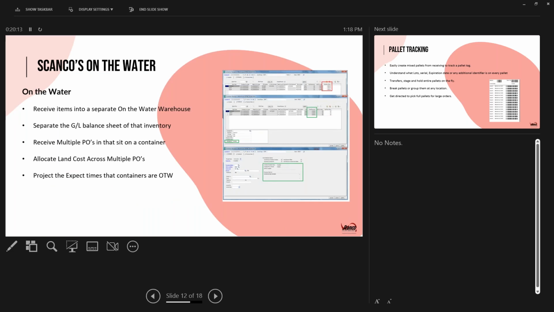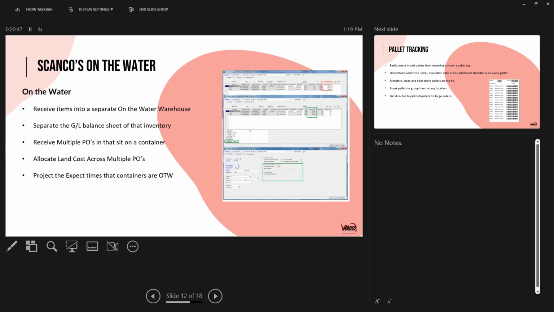If you are a company that needs it, you probably already know why, especially if you're using Sage 100 right now. On the Water allows you to separate an on the water warehouse from your physical inventory. So right now you may be doing something very similar. You may be receiving product into a floating warehouse, that's an industry term, and saying, hey, this is my product that's coming in, and then doing a transfer into my current inventory when it is physically there. The problem here is that we're not able to separate those GLs versus our balance sheet.